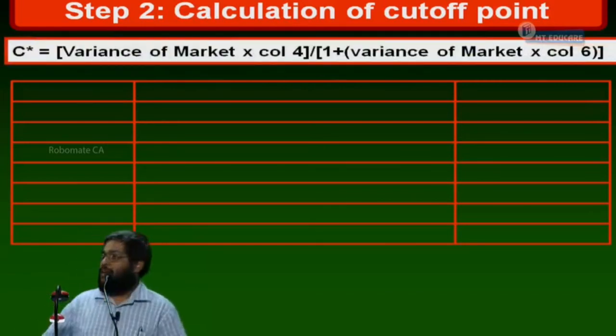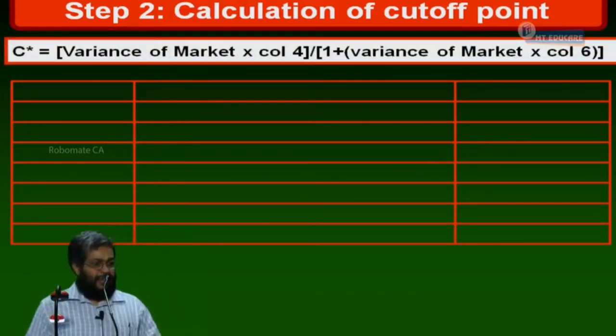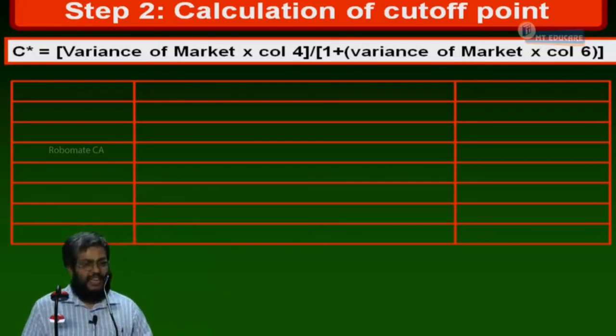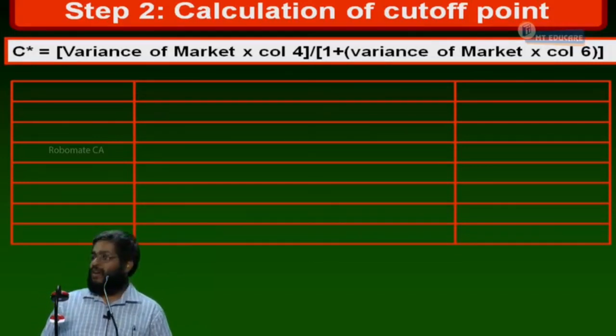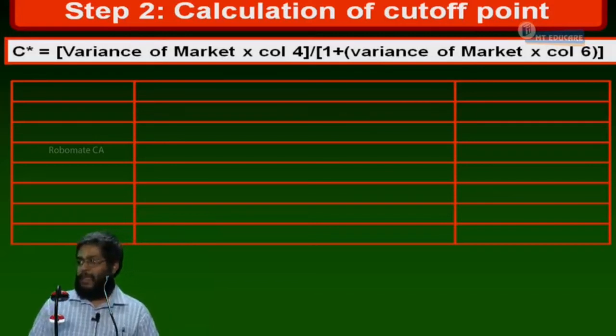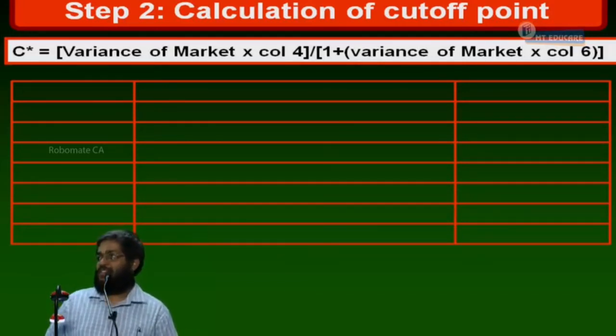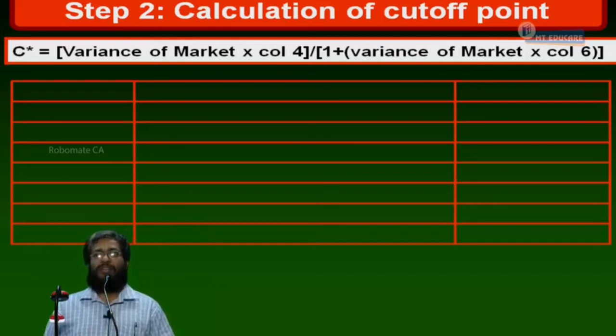Write the formula. Cutoff point is equal to, we made this much simpler. Cutoff point is equal to variance of market into column 4, divided by 1 plus variance of market into column 6. Variance of market into column 4 divided by 1 plus variance of market into column 6.